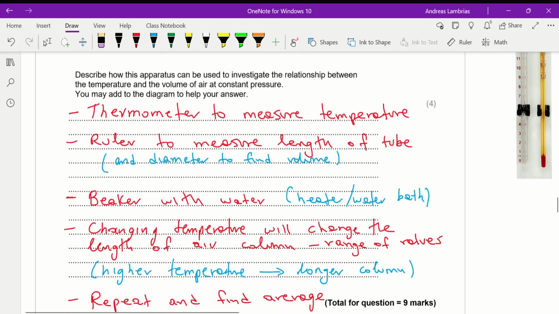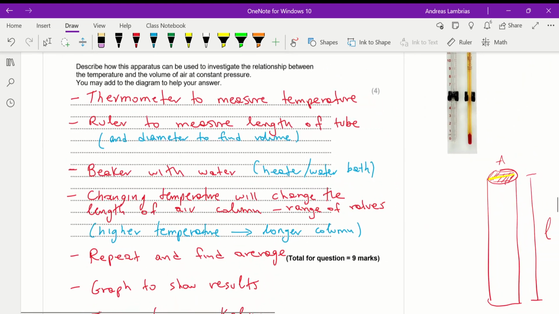Let's have a look at the answer. As I think we have mentioned most of these things, we're going to need the thermometer to measure the temperature. We're going to need a ruler to measure the length of the tube. Now the question will be, I'm trying to investigate the temperature and the volume, but here I've said that I'm measuring the length, so it's the volume that I need to measure. Is that important? As the length increases, then the volume increases as well. So it's the same relation. The same relation that temperature will have with volume is the same relation that we'll have with the length. So measuring the length will be enough to see the relation.